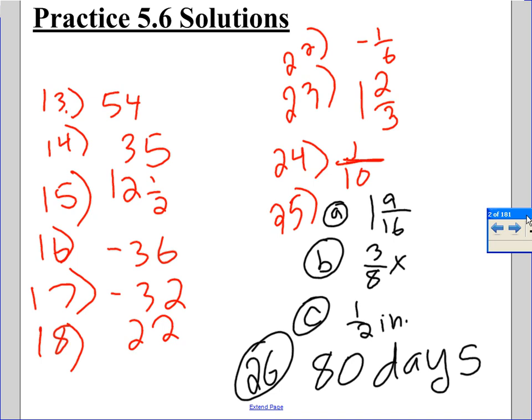Doug, what'd you get? No, that's not simplified. Matt? Good, 5/3. So you're right, just make sure it's completely simplified. 24 is 1/10.